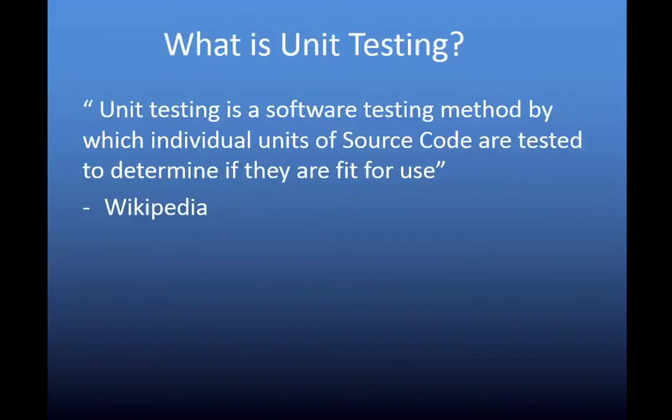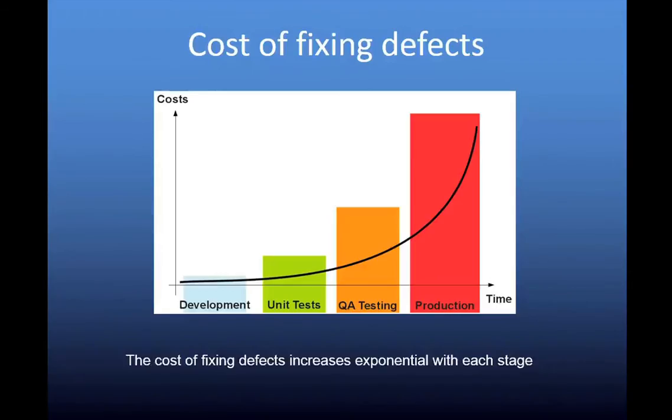So what is unit testing? Well, that's the definition of unit testing as found on Wikipedia. But unit testing is testing of all the individual components that make up a software application to ensure that it supports all the functional use cases that the business desires during the development phase. Unit testing is probably the most important testing that any organization can do.